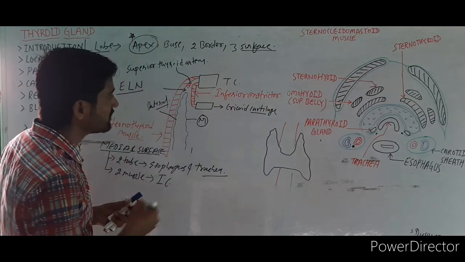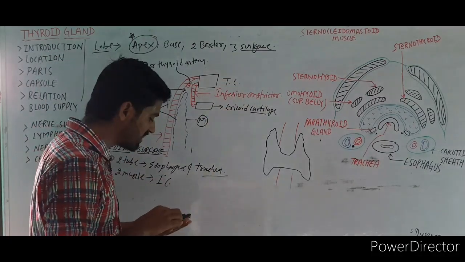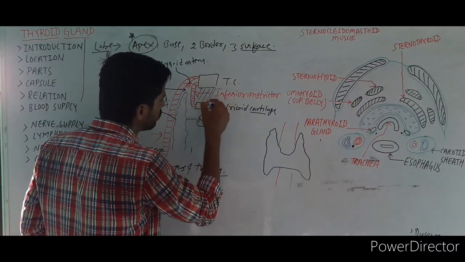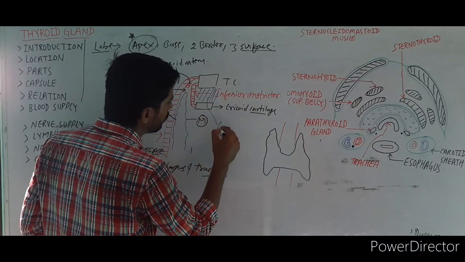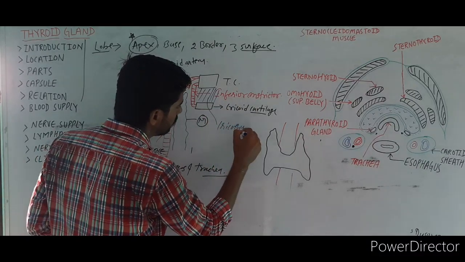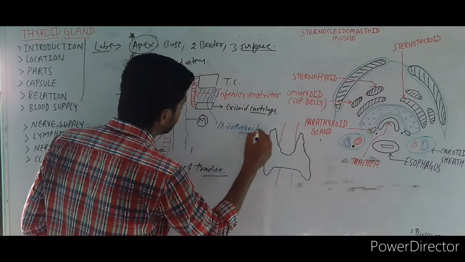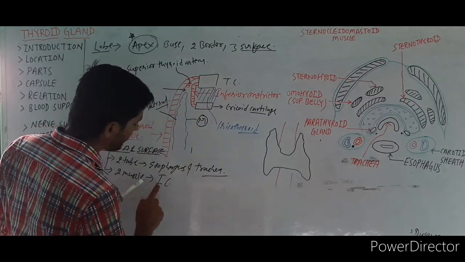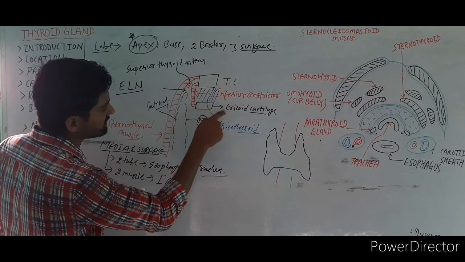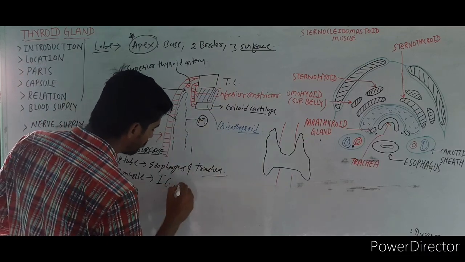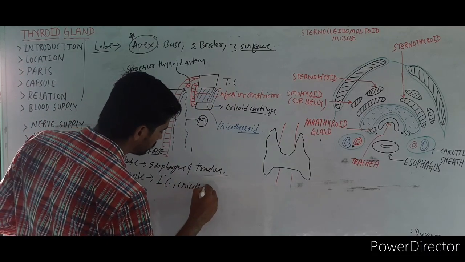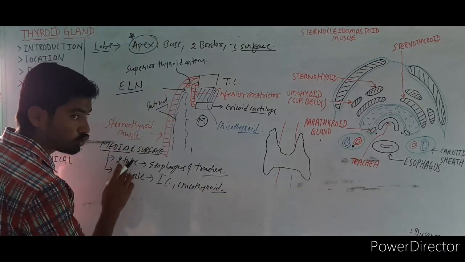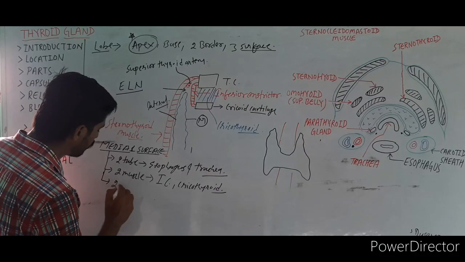Second muscle. The muscle between thyroid cartilage and the cricoid cartilage is called what? This is the crico-thyroid, right? So this is also making the medial relation. So one is the inferior constrictor and the second is the cricothyroid. These are two tubes, two muscles and two cartilages.